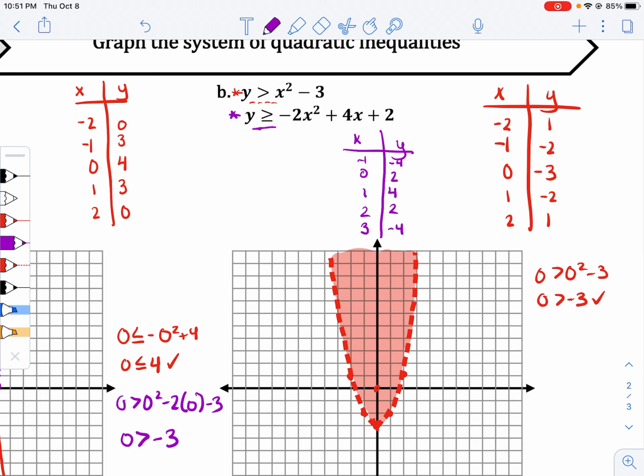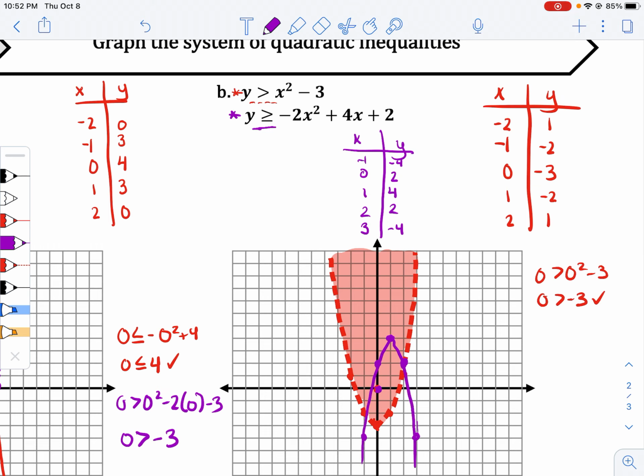My second equation is going to be a solid line. So I'm going to start with my vertex, which is at 1, +4. Then at 0, +2. And at -1, -4. Around the sides. Here we go, solid line.